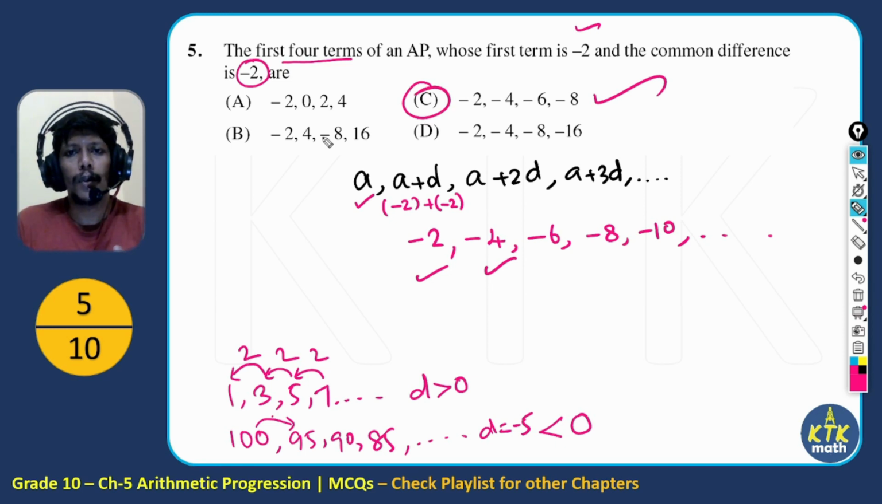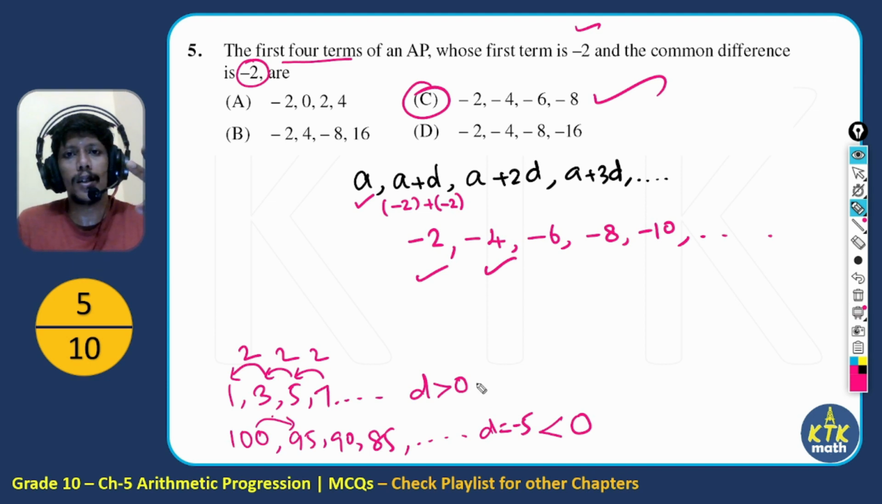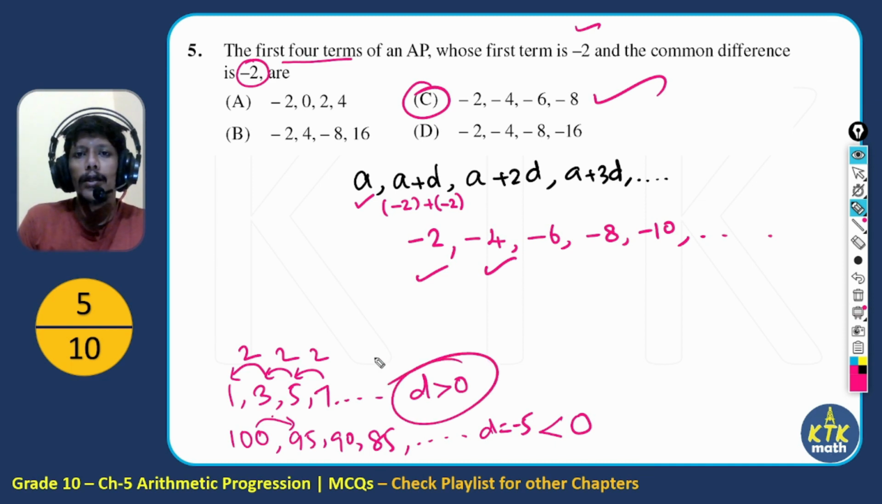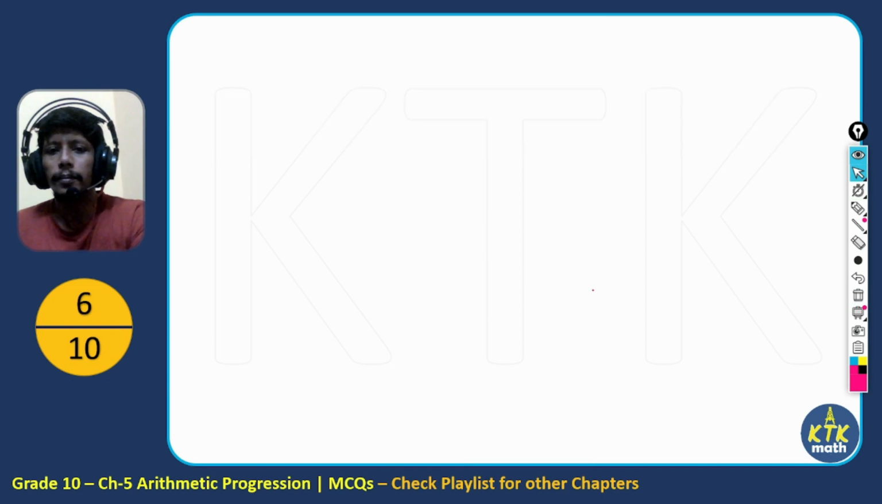Got my point? Take 2 key points now. From this question what we learned, the 2 key points are: when your AP sequence is moving in increasing order, D will be positive. When your AP sequence is moving in decreasing order, your D will be negative. These 2 points alone you can make a note of. Let us go for the next question.